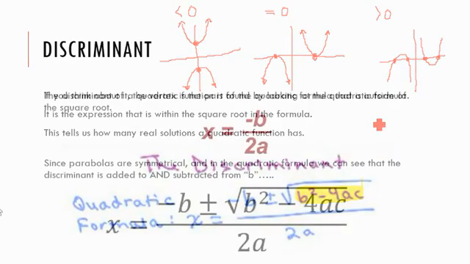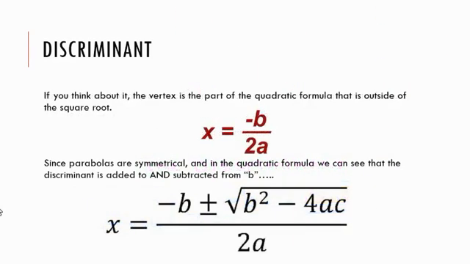Another cool thing about the discriminant, and about the quadratic formula really, if you didn't know, is that x equals negative b over 2a doesn't just come out of nowhere to say, oh, that happens to be the x value for our vertex. It actually comes from the quadratic formula. I don't know if you ever noticed that.